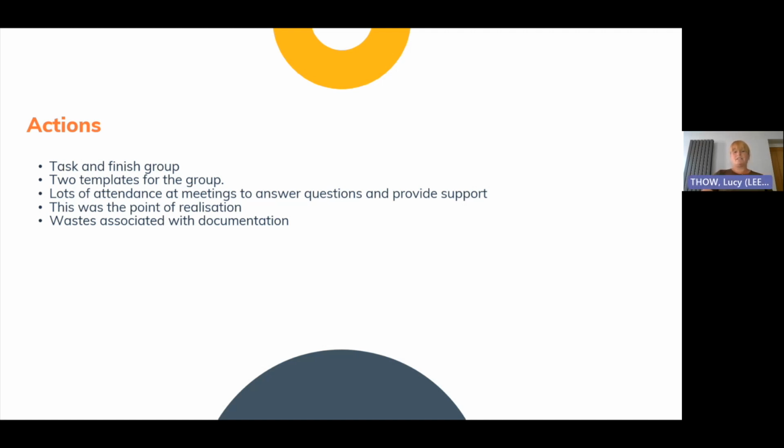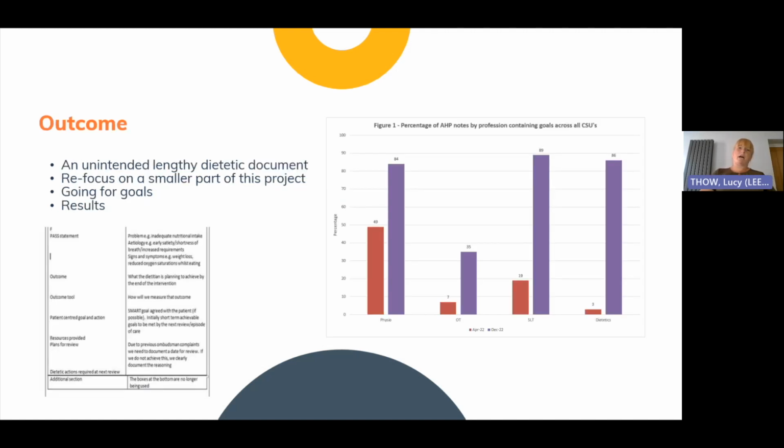So I started looking at wastes associated with documentation. For example, over-processing by copying information already held on the care record, overproduction when including irrelevant sections of the template, defects when cutting and pasting errors that are already there. After the template was piloted, we ended up with an unintentional lengthy document, so we'd gone full circle. It was time to refocus on a smaller part of the project.